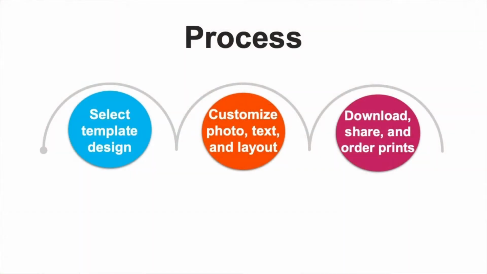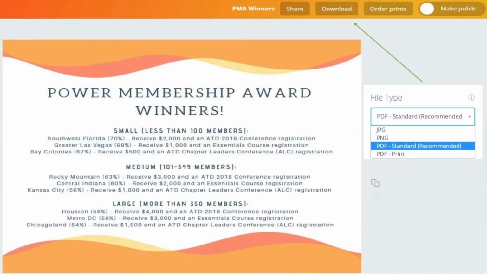And then the third thing is you can download your print, you can share your print, and you can also order prints. You could do invitations or business cards on here if you wanted, and then you could order directly through the site. We announced our awards, and so I made this graphic. The cool thing is you'll see the arrow goes up to the download button. I typically use the PDF standard print, but recently we've started using the JPEG if we want to post it and embed it on our website too.